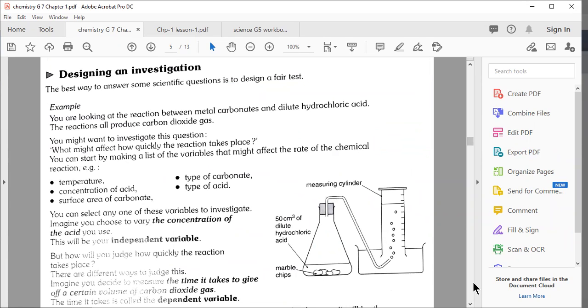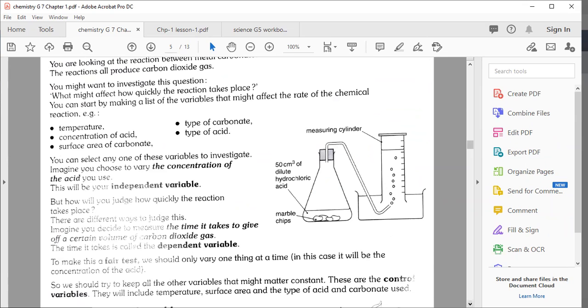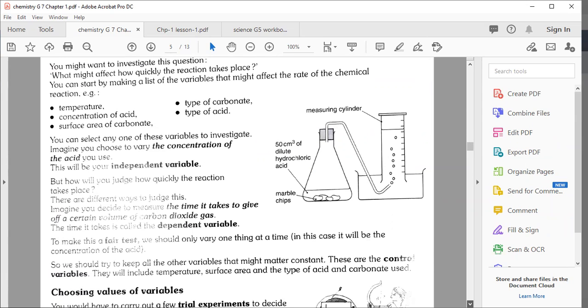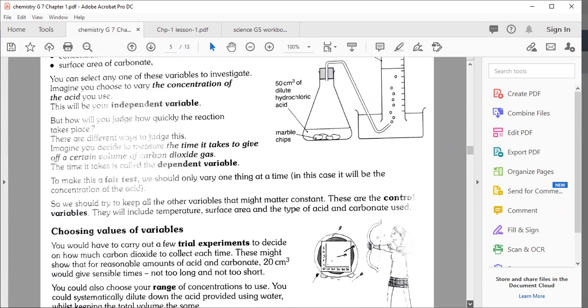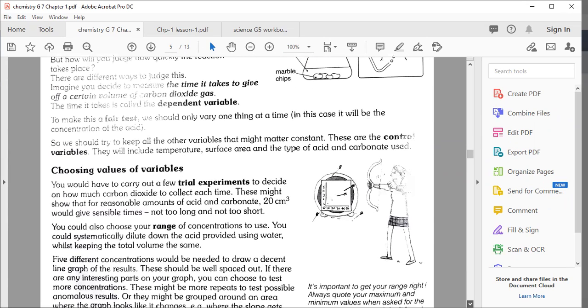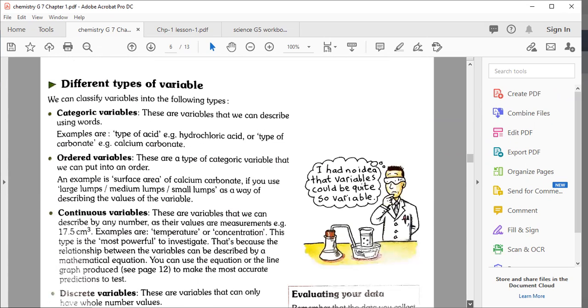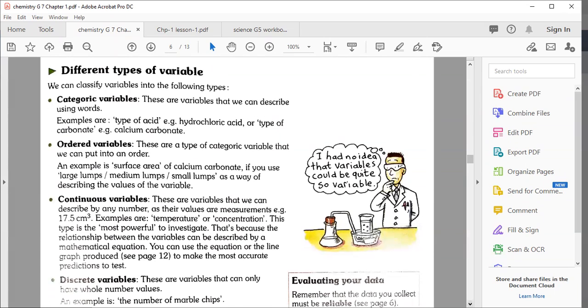Now, after this, you should design the investigation and you can perform it. Inshallah, when we are in the lab, we will perform this experiment again, choosing the value of the variable, how your variable is going to change, and the range of your experiment. Now, different types of variable. There are different types of variable. Let's see all of them one by one.